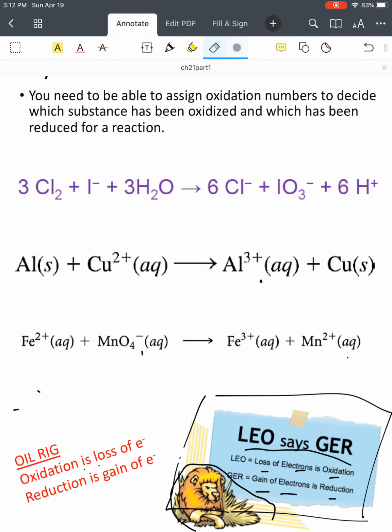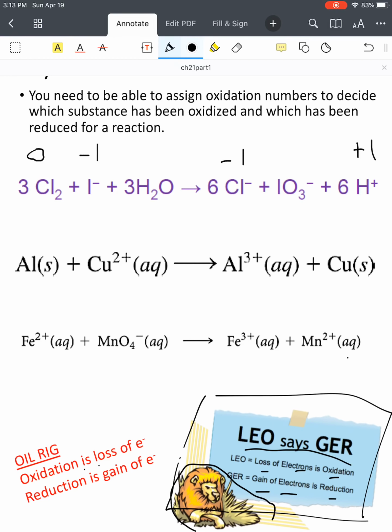Now we got chlorine gas, Cl2. Well, that's an element in its uncombined state. That's got a 0 oxidation number. What about I-? Oh, it's -1. It's a monatomic ion, just like chloride over here is -1. Looks like I got H+. Oh, I made some H+. That's a +1. It's a monatomic ion.